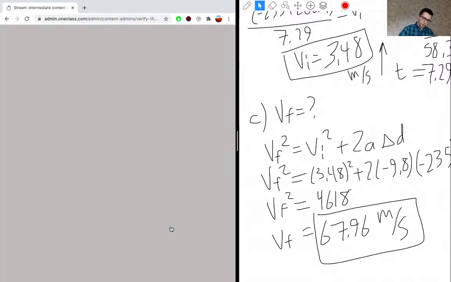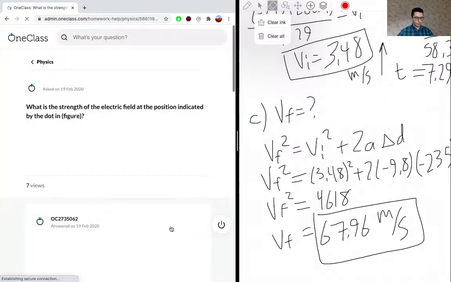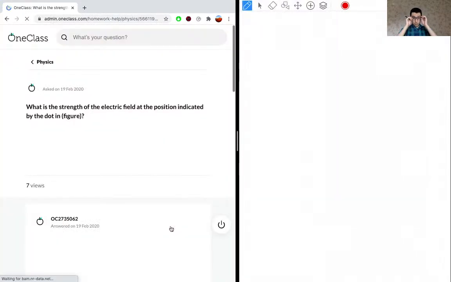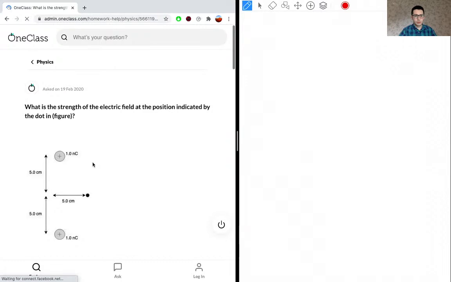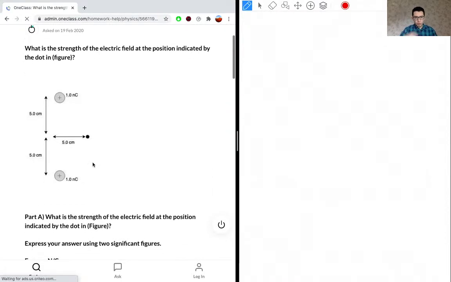Okay, let's get on to the next question. What is the strength of the electric field at the position indicated by the dot in the figure? So let's look at this figure. We have two positive particles and we have a dot, and we need to figure out the strength of the electric field. So let's just draw this out.